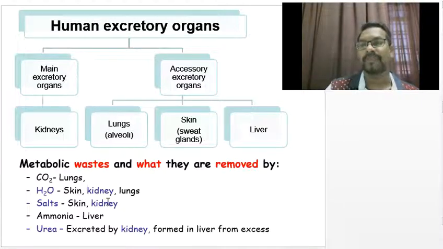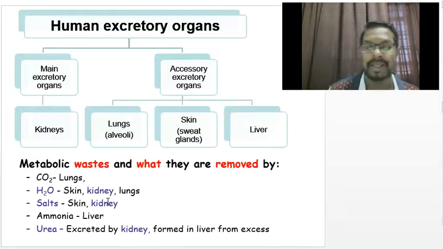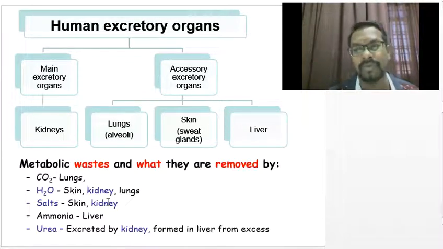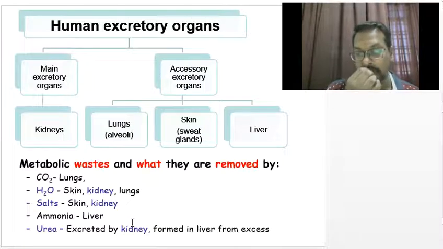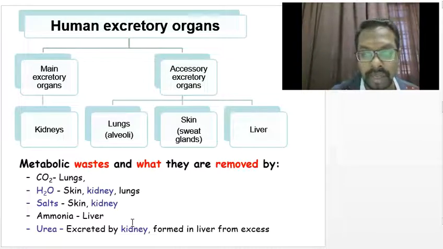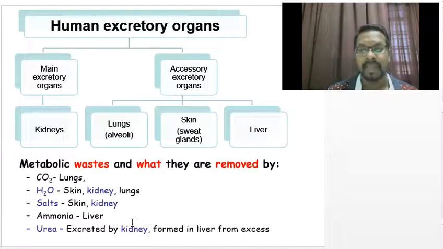That's why when you sweat and taste your skin, it's a bit salty, right? Never try. You try later, but make sure you sweat first. Ammonia will be in the liver. Urea is excreted by the kidneys, formed in the liver from excess. That means we need some portion of urea to remain in our body to make sure the system stays on. So some will be excreted by the kidney, and others will be formed back in the liver when in excess.